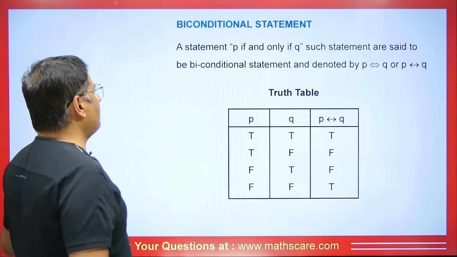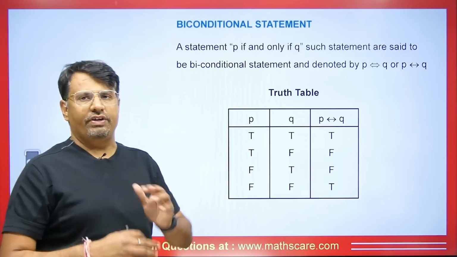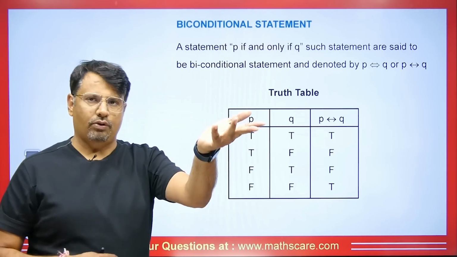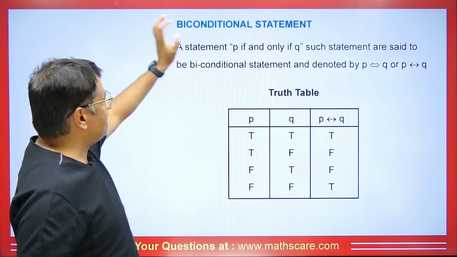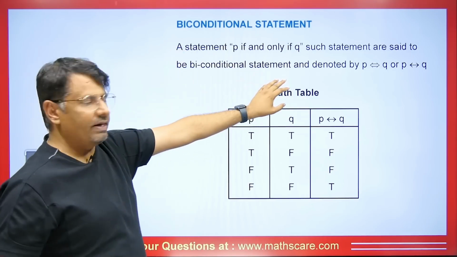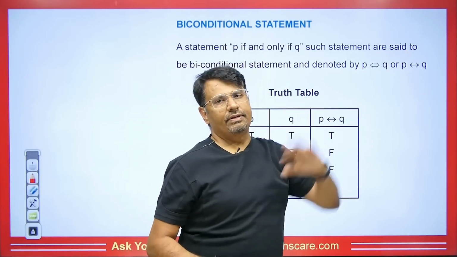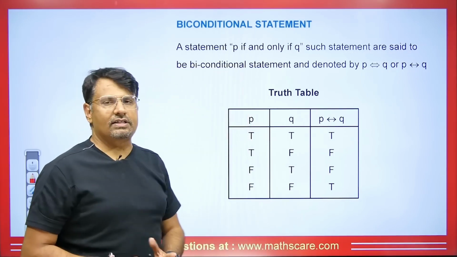Okay? Now the biconditional statement. Biconditional statement means if and only if this is here, then this will also be here. For example, the statement P if and only if Q. Such statements are said to be biconditional statements and it is denoted by this or by this. We can denote it like this or like this also. Okay? Let's understand this using a truth table.